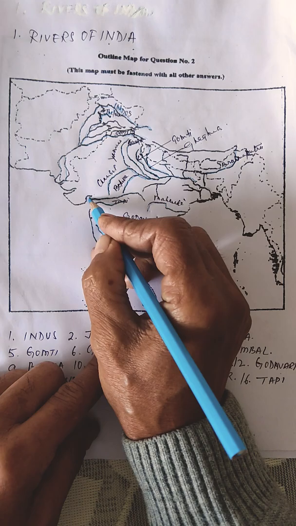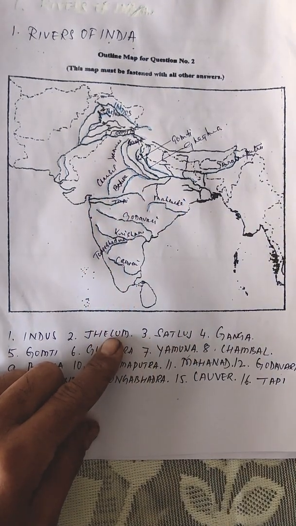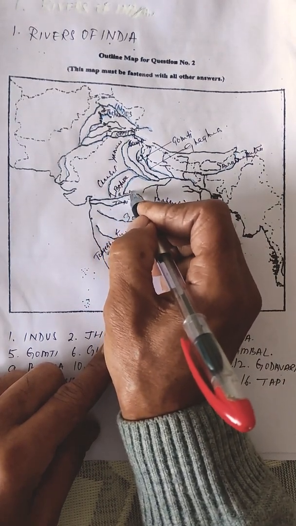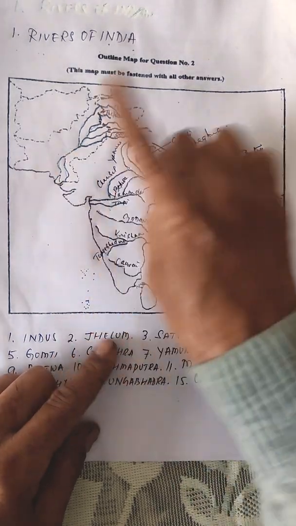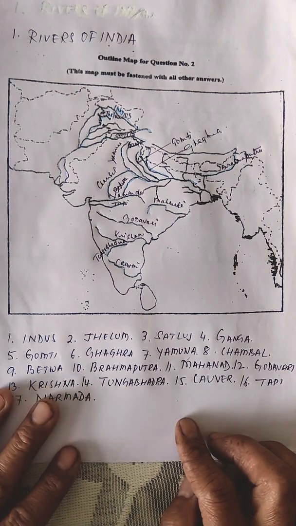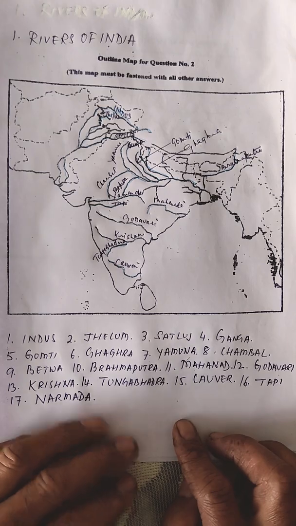Several dams have been built across this river, Narmada River. So I write the name here, Narmada River, Narmada. Okay. So like this, there are 17 rivers as per the further reduced syllabus of ICSE 2021.